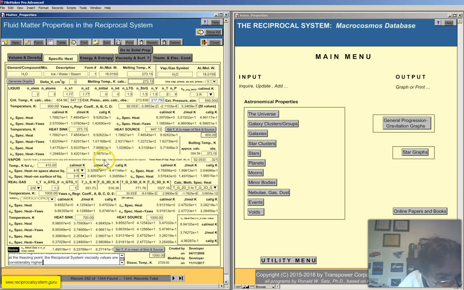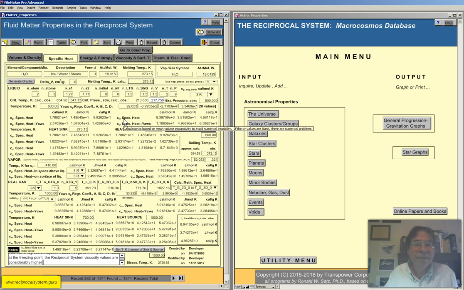Okay, and I've already put all these in for water, so this should be very accurate, extremely accurate, for all the specific heats, both for pressure and for volume, for liquid, vapor, and real gas states of water. All right, well, that was pretty much in depth there.